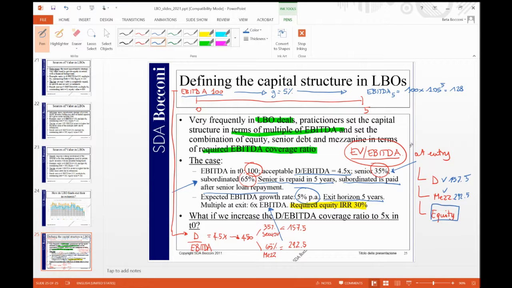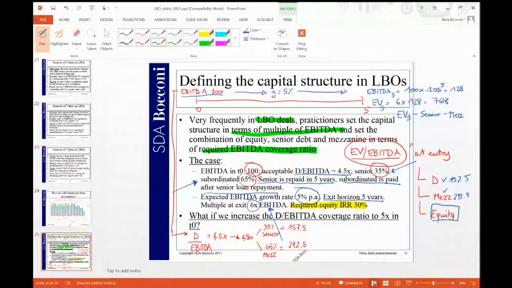According to our business plan, the multiple at exit will be 6 times EBITDA. So I take, in order to calculate the enterprise value, 6 times EBITDA times 128. So the enterprise value at exit will be an amount of 6 times 128, which is 768. How much is, this is the point, the equity value? The equity value will be the enterprise value at 5 minus the existing senior debt minus the mezz.